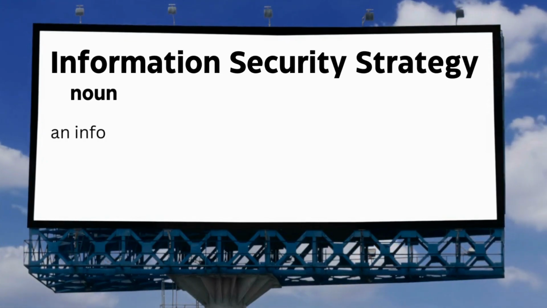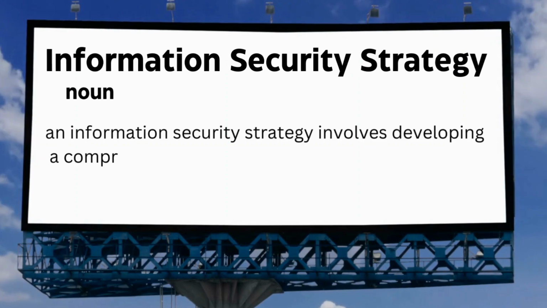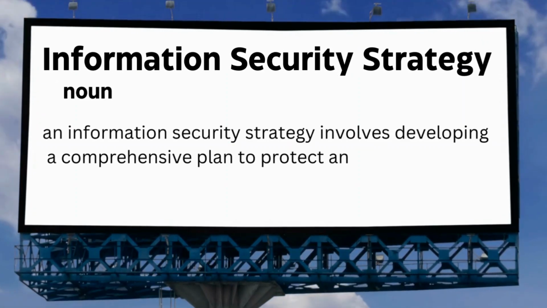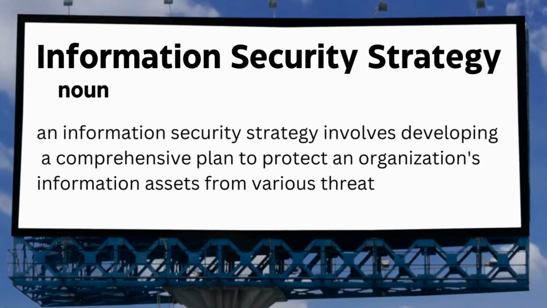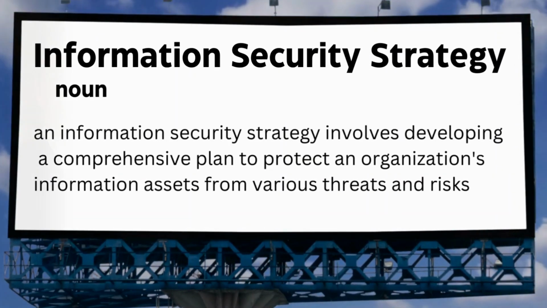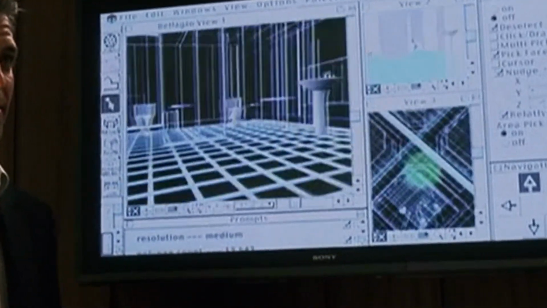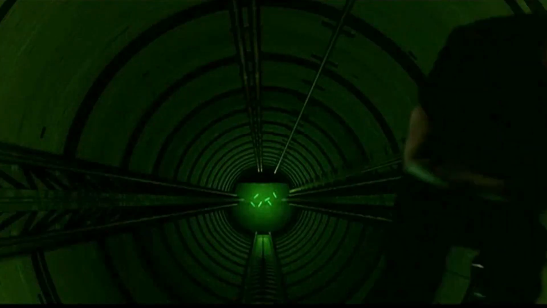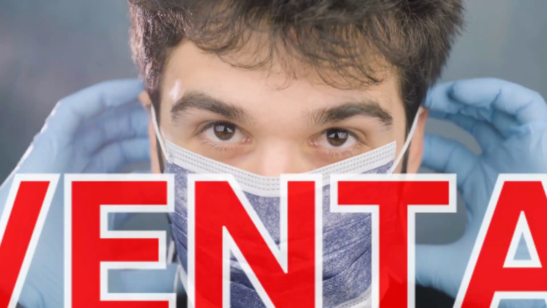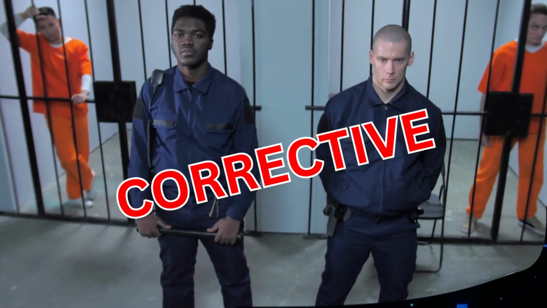Creating an information security strategy involves developing a comprehensive plan to protect an organization's information assets from various threats and risks. Okay, so that's like the literal definition of an information security strategy. So what does that mean? Your strategy is just a plan, or at its most basic level, a list of activities to identify and assess risk and vulnerabilities, establish policy, implement security controls, and any other activities you and your colleagues will undertake to protect the information assets of your organization.